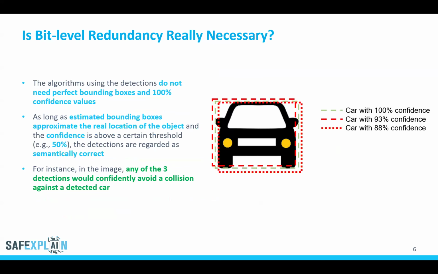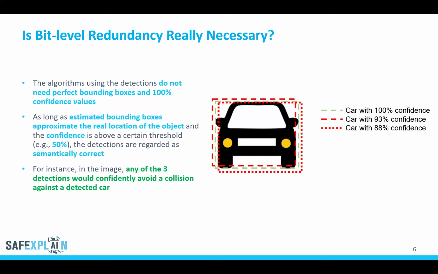So then we ask ourselves this question: if bit-level redundancy is really necessary, because in fact, the algorithms that are using these detections don't really need perfect bounding boxes and 100% confidence scores. So as long as the estimated bounding boxes approximate the location of the object, and the confidence is above a certain threshold, which is usually set to 50%, then the detections can be regarded as semantically the same. So they are in fact, in reality, the same.